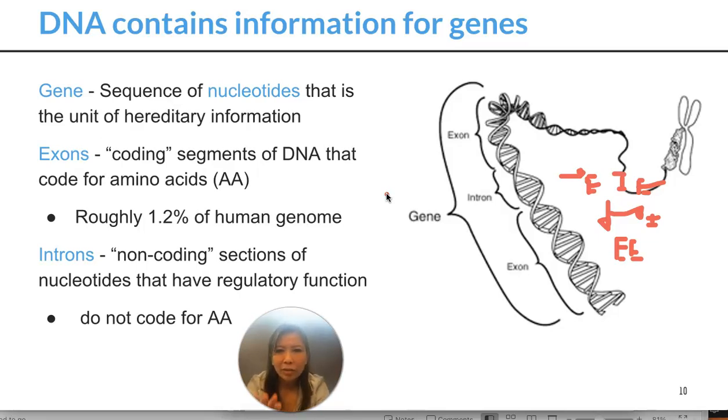That's what I want you guys to know: it regulates how, and how much, we go about regulating information to amino acids. And that's going to comprise 98.8% of the rest of the genome. It doesn't mean it's useless. We used to think that it was useless. We used to call it junk DNA, but it turns out it's not useless. It actually has vital information.